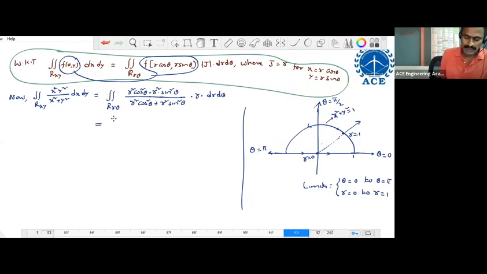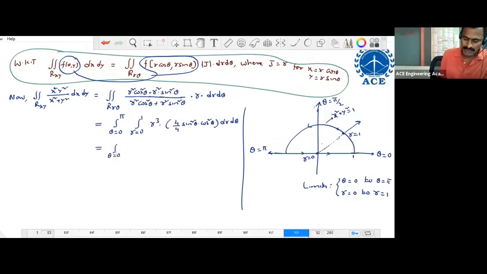This is equal to the integral with limits theta equal to 0 to pi, r equal to 0 to 1. If we simplify this, from the denominator only r square, from the numerator r power 5, so r power 5 by r square, that is r power 3 into cos square theta sin square theta. We write that as 4 by 4 sin square theta into cos square theta dr d theta.